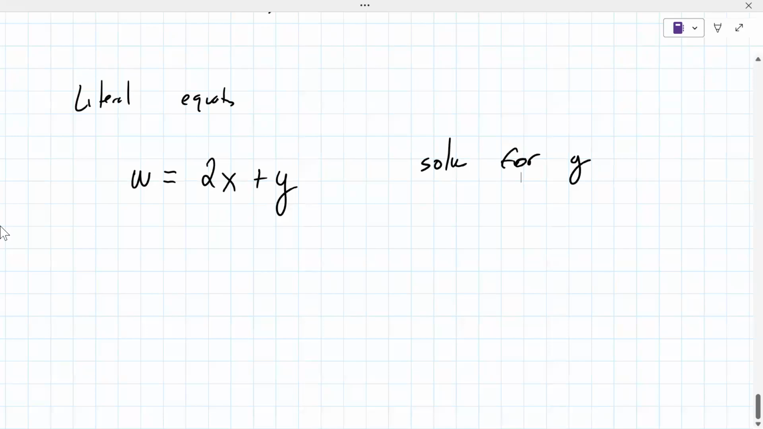Any questions on this? This really wasn't meant to take super long. Yeah, I kind of forgot how to do literal equations. Okay, so what's this 2x doing? Is it adding or subtracting to y?